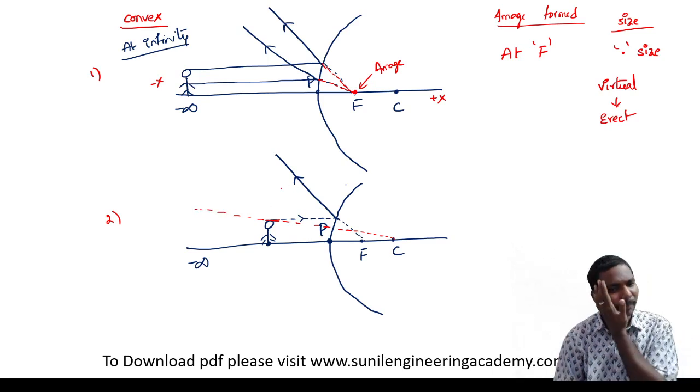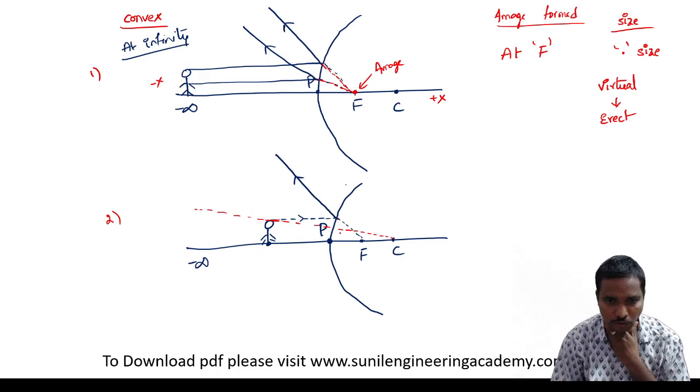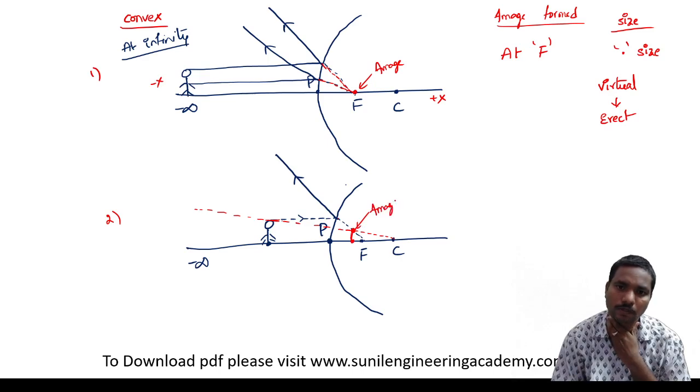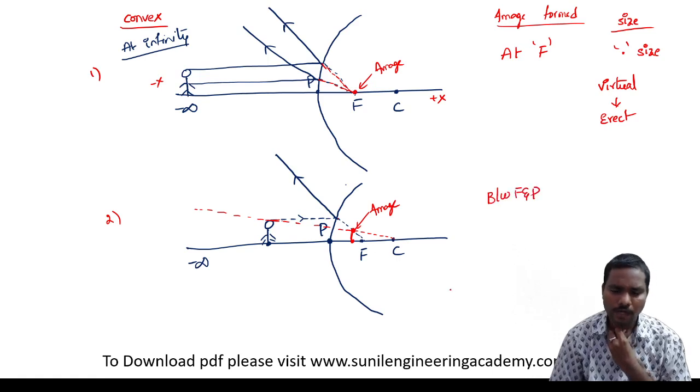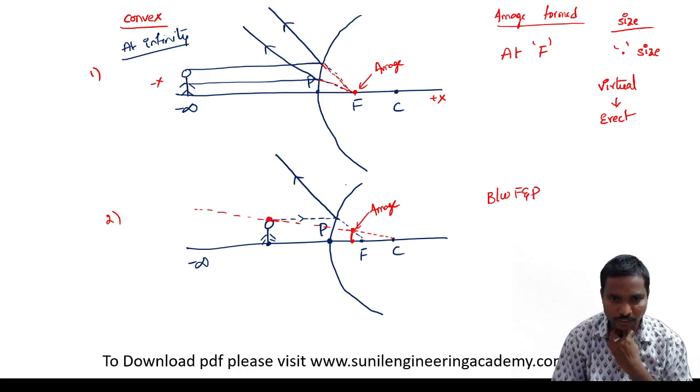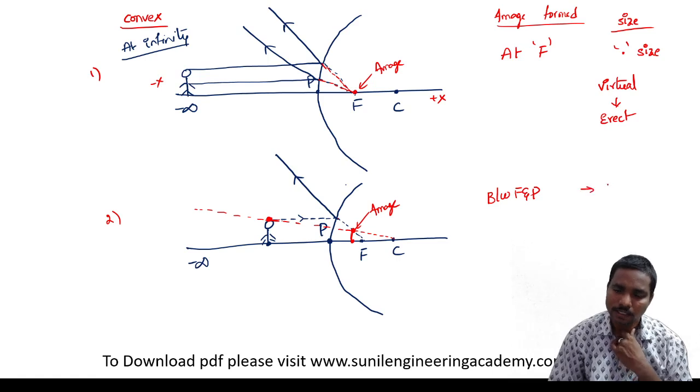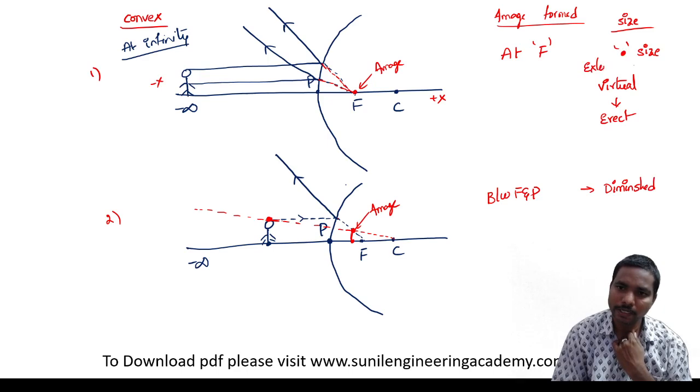Okay, so these two rays may not meet in the real axis, but if you extend them, they meet in the virtual axis. So this is the image position. The image position is between F and P. And what about the size? Here the size is reduced, a diminished size. Point size means extremely diminished; here it is just diminished.